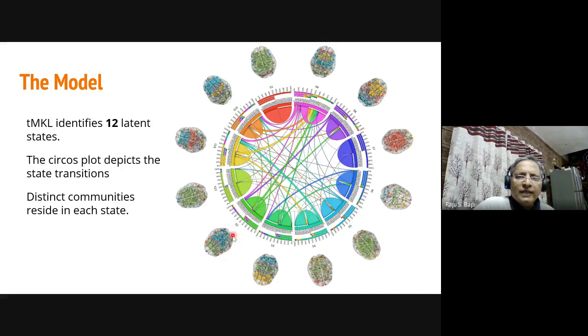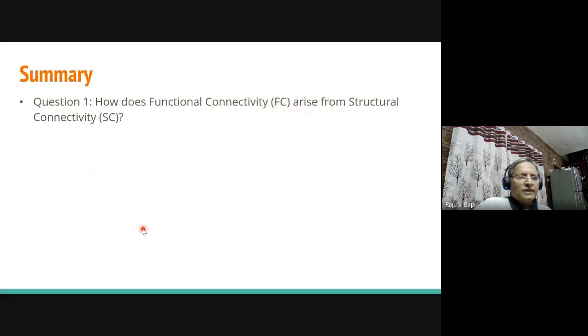How often S2, for example, transits to S9 is depicted by a link between these two, and what are the communities in each of these states, and these refer to how parts of the 7 resting state networks are distributed among these 12 different latent states that we discovered from the windowed functional connectivity. Now to summarize, this is my last slide.